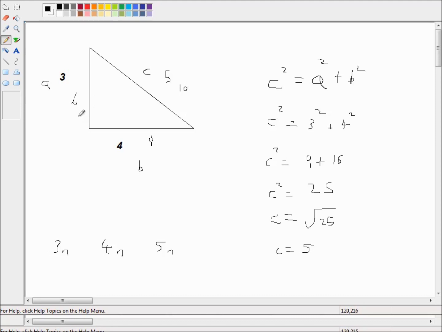Or if this length had been 9 and this length had been 12, then this length would have been 15. So the ratio of a 3-4-5 triangle will always be the same. If the two legs are in the ratio of 3 to 4, then you know that the longer length will be that multiple of 5. So this is called a 3-4-5 triangle.